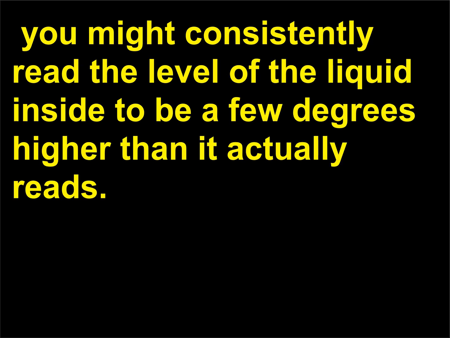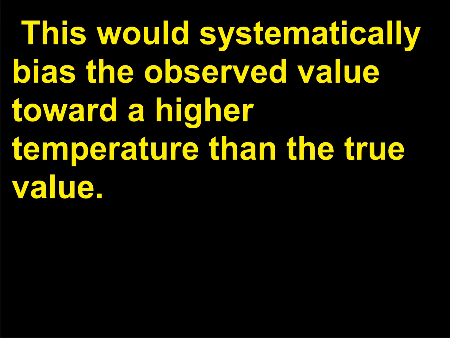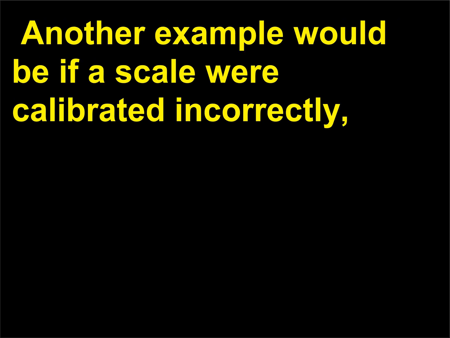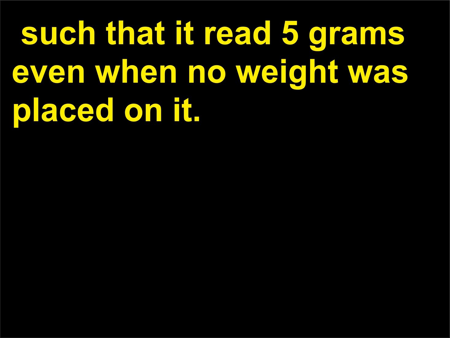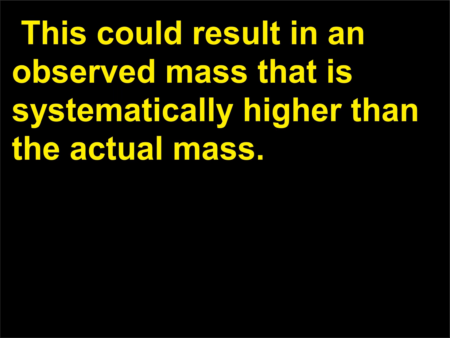You might consistently read the level of the liquid inside to be a few degrees higher than it actually reads. This would systematically bias the observed value toward a higher temperature than the true value. Another example would be if a scale were calibrated incorrectly, such that it read 5 grams even when no weight was placed on it. This could result in an observed mass that is systematically higher than the actual mass.